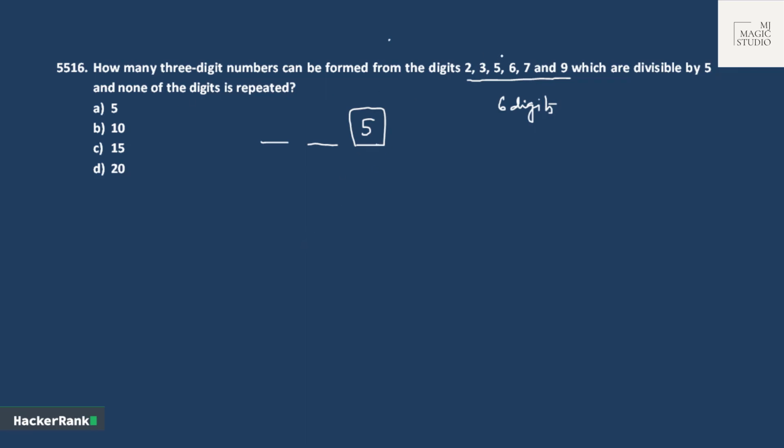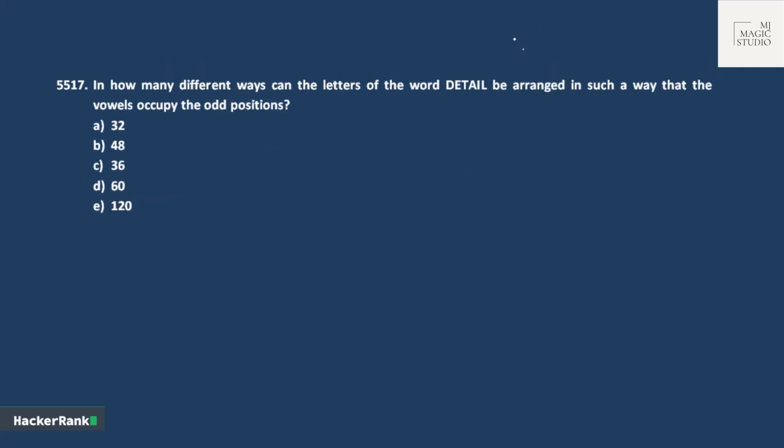And no digits are repeated. That means 5 is gone. Now we are left with only 5 digits, 2, 3, 6, 7, 9, that need to be permuted or arranged on 2 places, and that will be arranged in 5P2 ways. That is 5 into 4, 20. We can have 20 3-digit numbers with 2, 3, 5, 6, 7, 9 which are divisible by 5 and none of the digits would be repeated. Option D would be the pick. All different varieties of questions from permutation and combination have been asked on different screens of HCL.